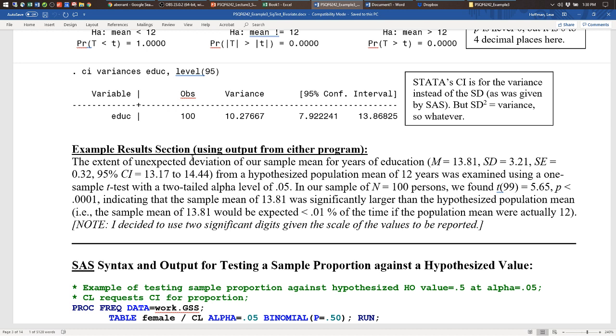The rest of this that's in parentheses is really just like belaboring the point. I probably wouldn't put that in a paper, but I wanted to give it to you in words. The sample mean of 13.81 would be expected less than 0.01% of the time if the population mean were 12. And then a note about significant digits, because we have values here that are already past the decimal. 2 significant digits I decided was enough. You just want to pick one number usually and stick with it.